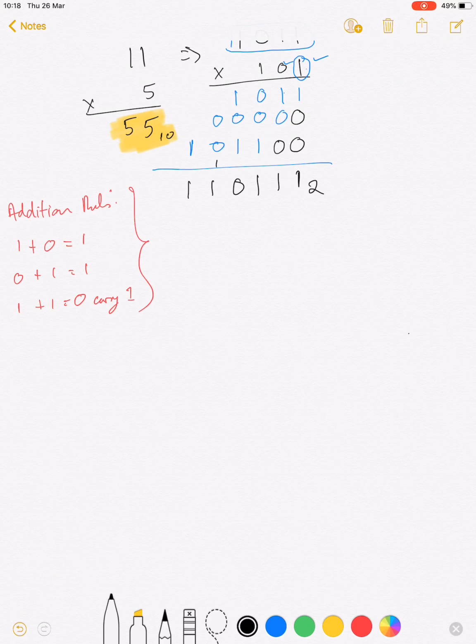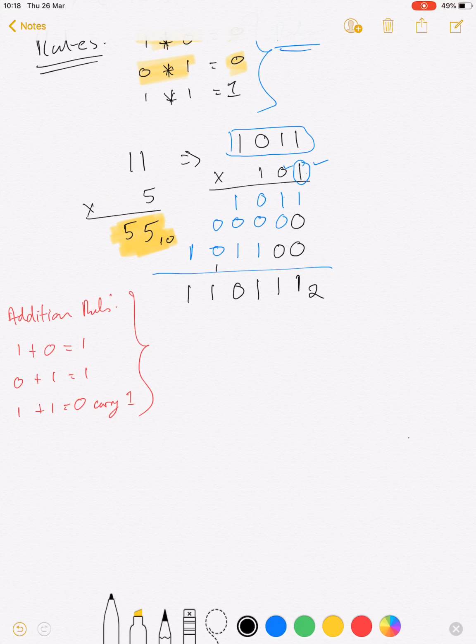So now what we're saying is that if we take the number 1011 multiplied by 101, this is equal to 110111 base 2.